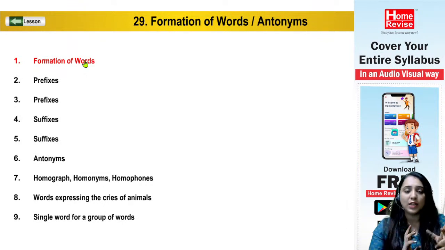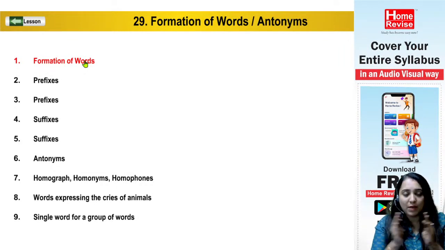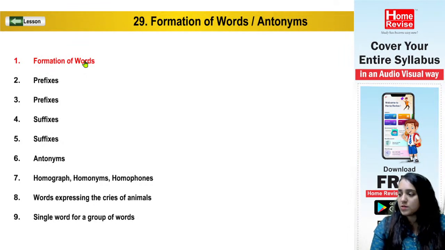Antonyms are nothing but opposite words. Homographs and homonyms look the same, like the spellings are the same but the meanings are totally different. And homophones, as you can hear, are similar when heard but the spellings change. Then words expressing the cries of animals, we have studied about 20 cries of animals, and the single words for a group of words is also completed.